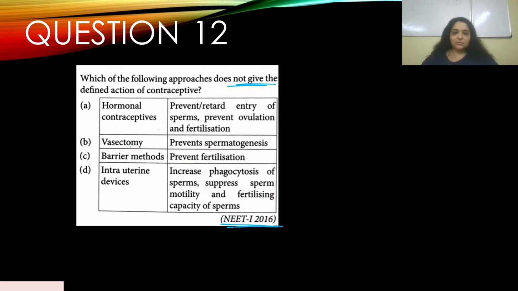B. Vasectomy prevents spermatogenesis. Now, that's incorrect. So actually B is the right answer. It does not give the defined function of the contraceptives. Barrier methods prevent fertilization. Yes. Intrauterine device increases phagocytosis of sperms, suppresses sperm motility and fertilizing capacity of sperm. So clearly B is the right answer. This was pretty simple, easy to catch, right? And also we discussed vasectomy. So the answer is B.